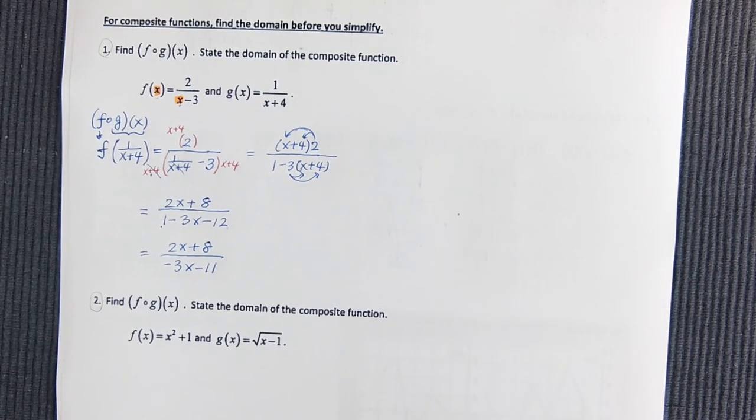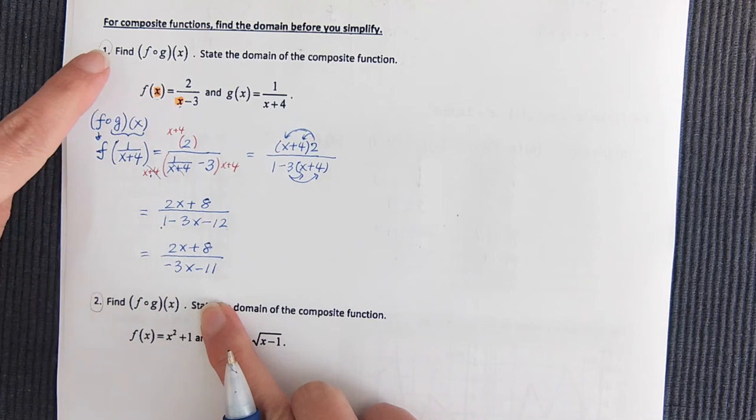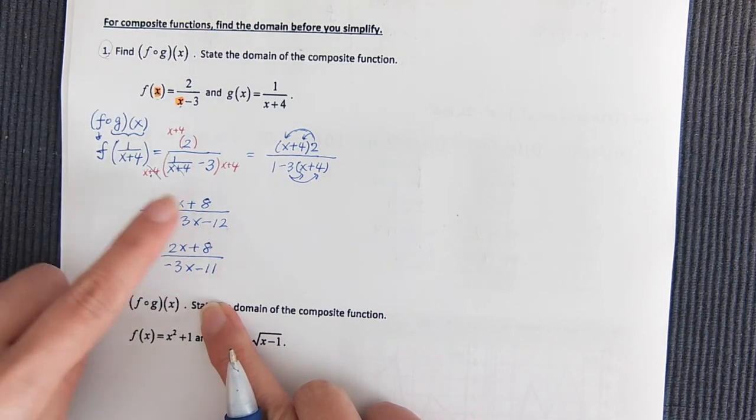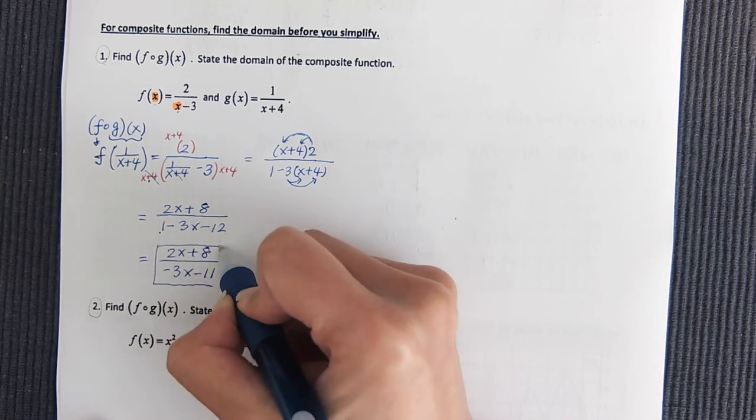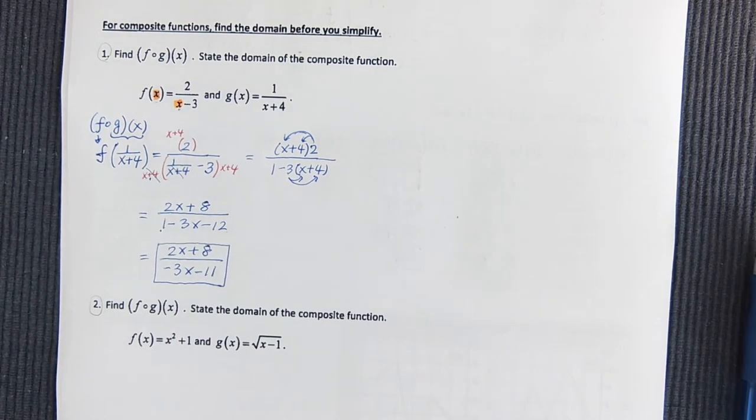Did you understand? So this is what we call composite functions. That's the answer. Okay? So here's the final answer. Any questions so far?